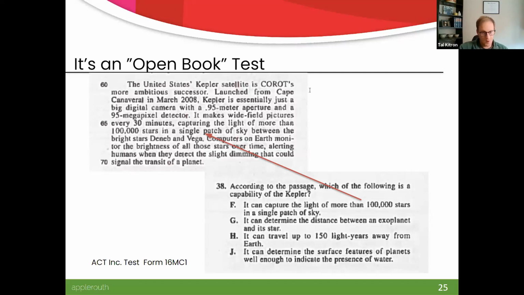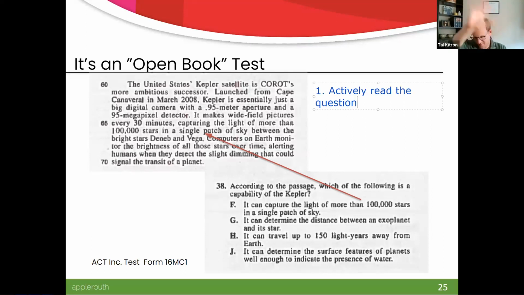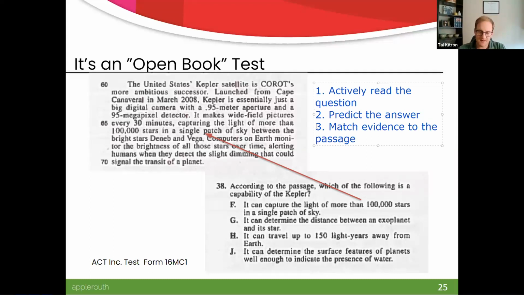My strategy for a typical ACT reading question is, first, actively read the question. Obviously first we read the passage, but then actively read the question, which means underline, circle what you're solving for. Second, if we can, predict the answer. Sometimes that's impossible. Third is going to be match evidence to the passage. And honestly, before I do that one, let's make that fourth. I think the most important thing is going to be eliminate bad answers.